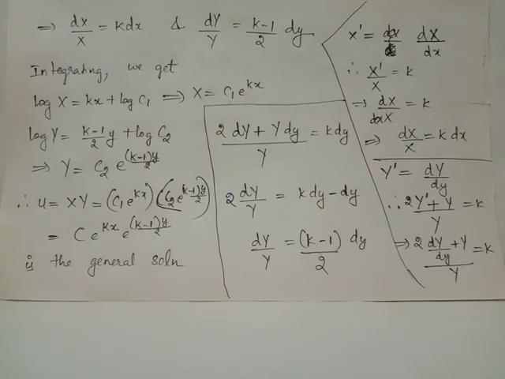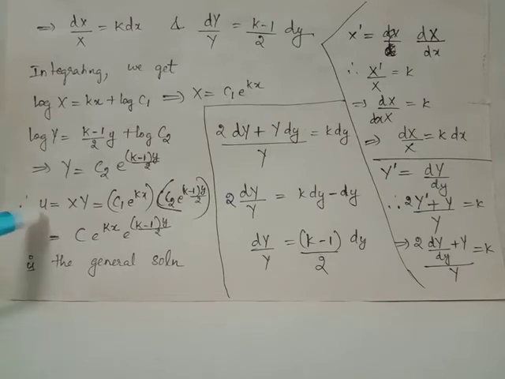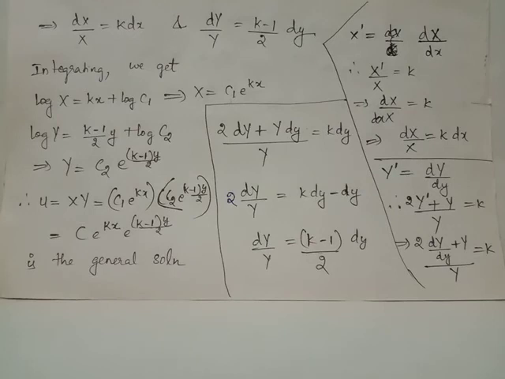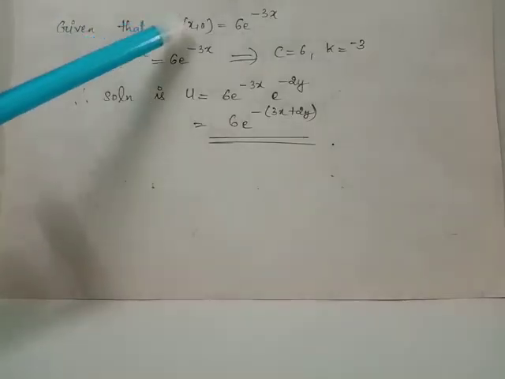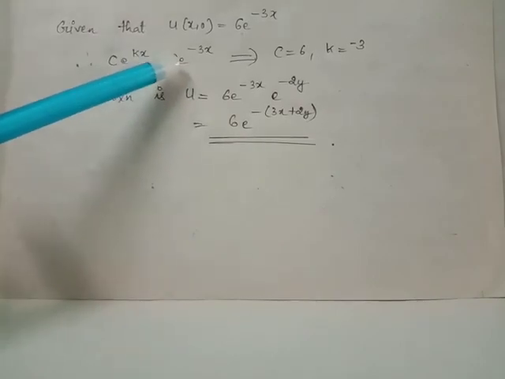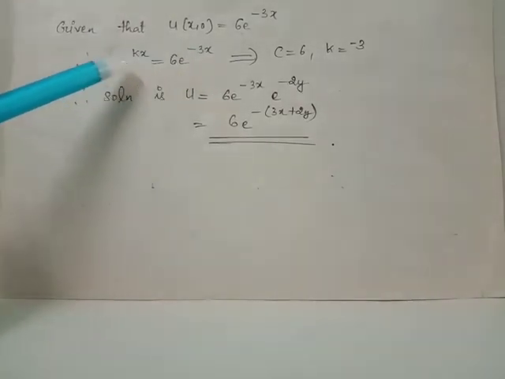We have been given the condition u(x,0) = 6e^(−3x), and we will apply that condition in the expression of u obtained as the general solution. u(x,0) indicates that x is maintained as x and y should be given the value 0. Thus, we have u(x,0) = C e^(kx) e^0, that is C e^(kx) · 1. Applying this condition, we have C e^(kx) = 6e^(−3x). Constants can be equated and thus we obtain C = 6. We can equate the powers of the exponential function and thus we have k = −3.